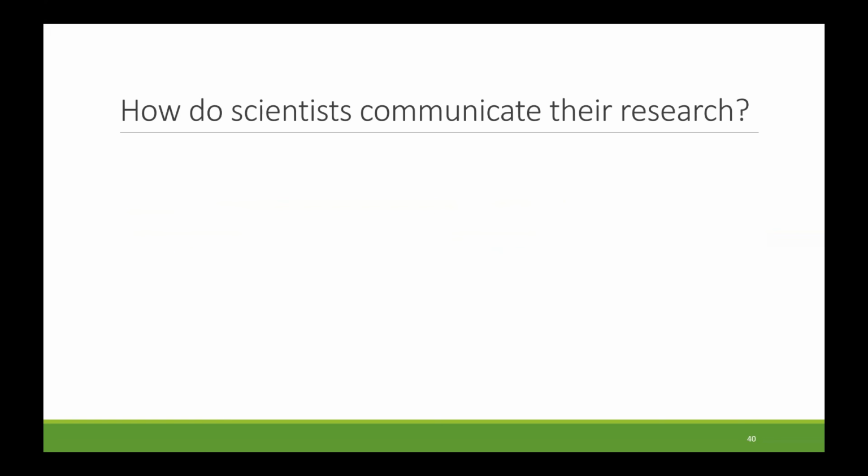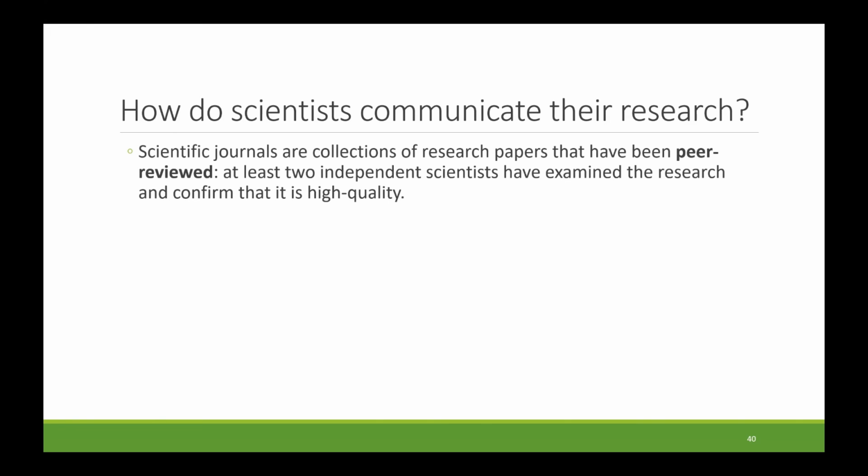One final topic that we need to cover is how scientists go about communicating and publishing the work that they are doing. So the primary avenue for communication by scientists is scientific journals, which are collections of research papers within a particular subject area. They're like really boring magazines that contain articles written by scientists who conducted research.